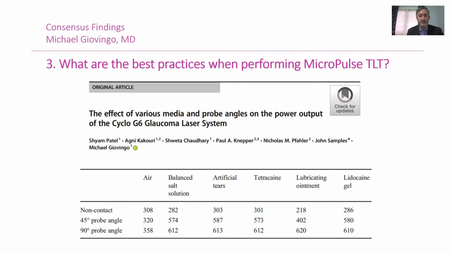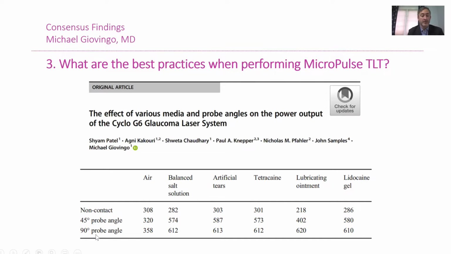This is our data. There's other data available looking at different coupling agents. We looked at a bunch of different factors, trying to figure out the actual output with a laser meter, just to see how many milliwatts is being produced by or received from the laser. We looked at non-contact, 45-degree probe angle and 90-degree probe angle, most of which has become irrelevant due to the new probe forcing the clinician to hold it at the proper angle.